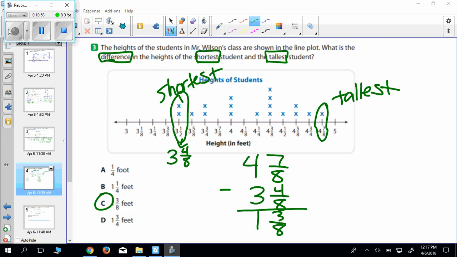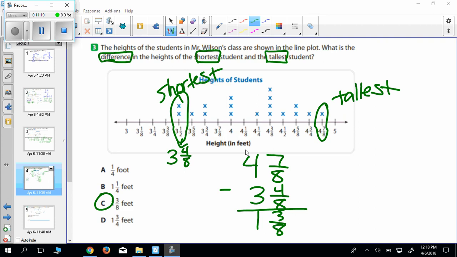So the answer here is C, because we're looking at the difference between the shortest and the tallest student. Okay? So when you subtract, remember you have to change 1/2 into eighths. So it's 3 4/8. You subtract everything and you get 1 3/8 feet because this is in feet.